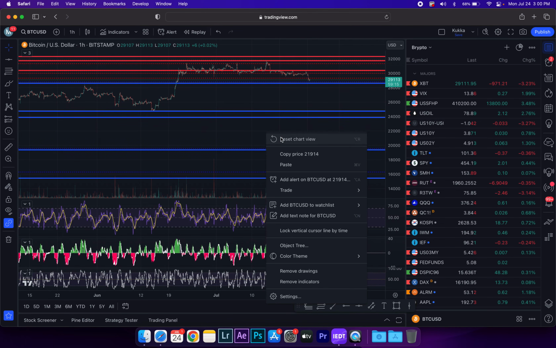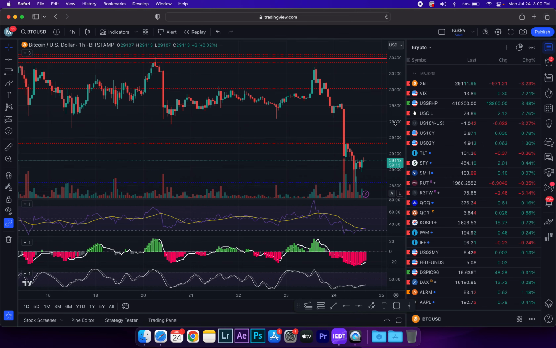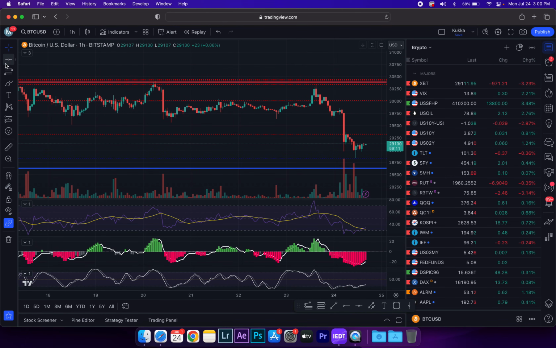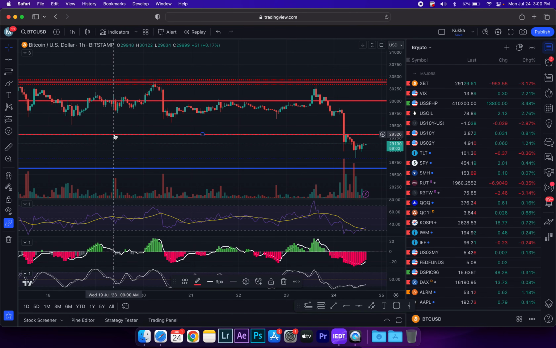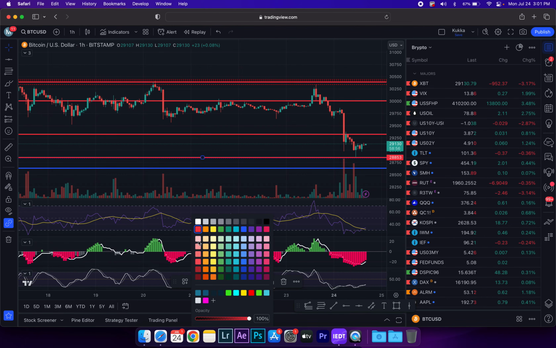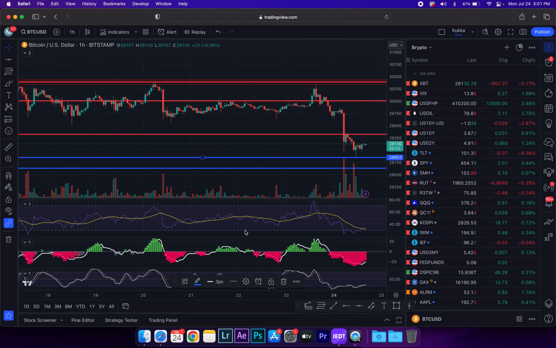Now that we're on the 1 hourly time frame, we're going to reset the chart and draw levels over here. We'll see another resistance point right here, then another resistance point right here, then support over here. So you will make that blue, because it's support and it's bouncing from there.